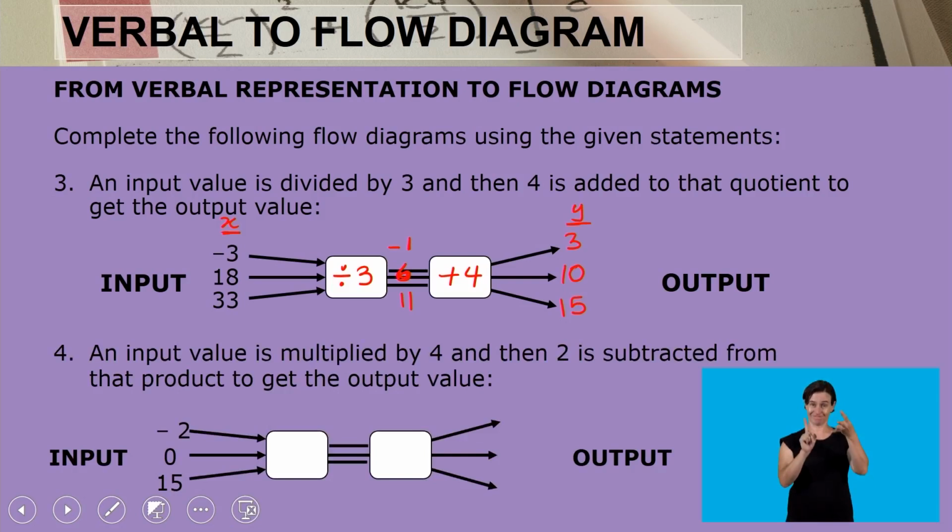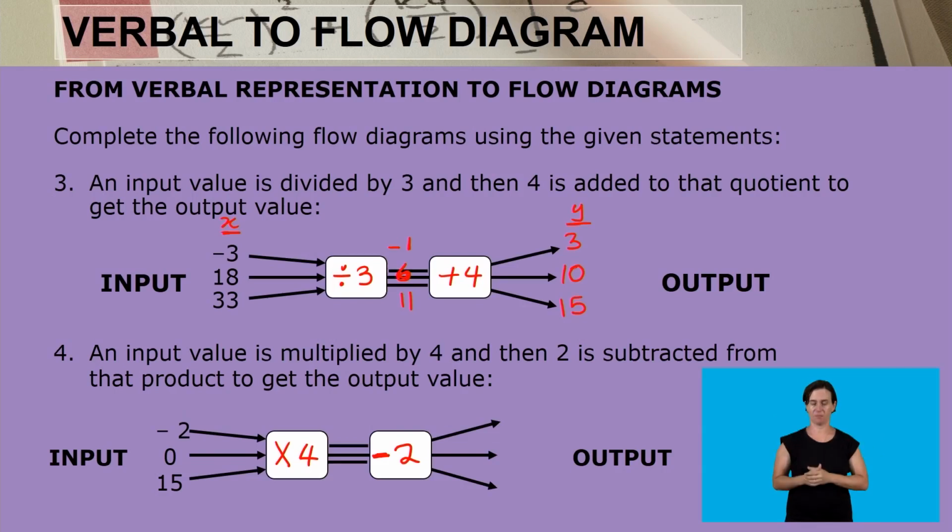We have an input value that is multiplied by 4 and then 2 is subtracted from that product. So the first part of our rule is to multiply by 4, and the second part of our rule is that whatever result we get from the first part, we are going to subtract 2. So that is our rule.